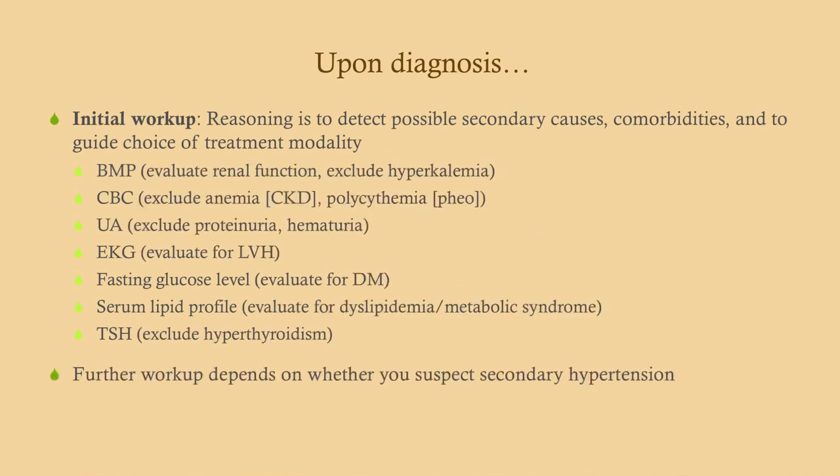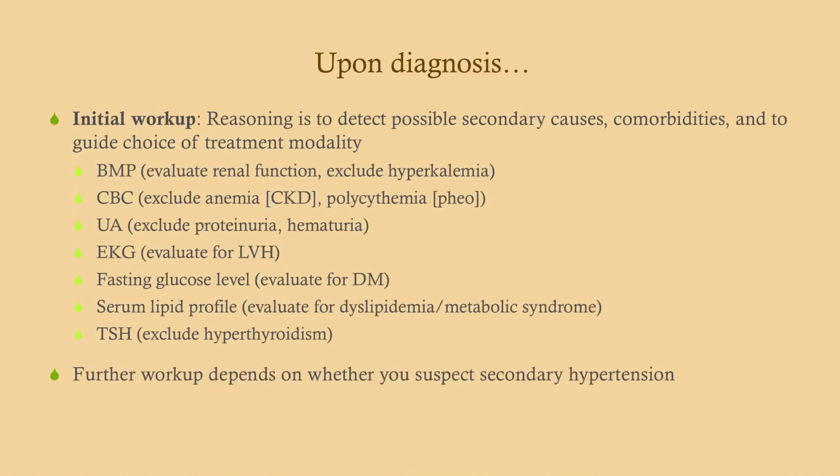and this is why. So you get a BNP. We want to look at the renal function to see if there's any kind of renal failure or renal insufficiency, because that is going to be important, especially if you have a patient who's already got an established diagnosis of diabetes. CBC, we want to exclude anemia, which can point to a chronic kidney disease, or polycythemia, which can point to a pheochromocytoma, which is one of the more, I wouldn't say more common, but one of the more commonly tested causes of secondary hypertension.